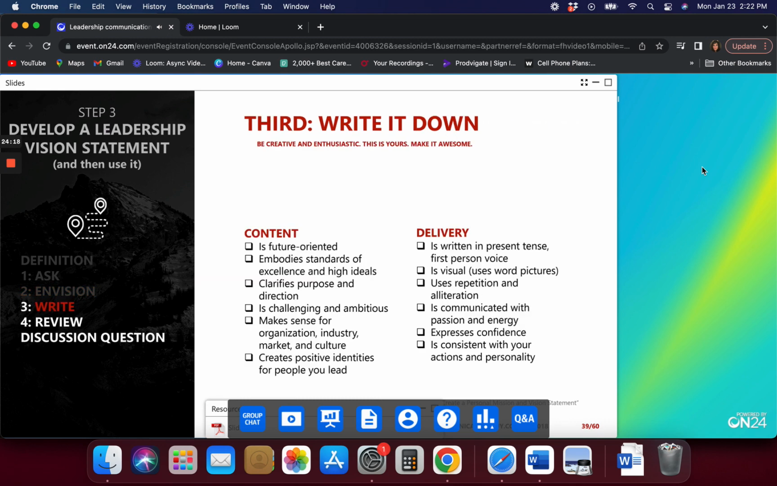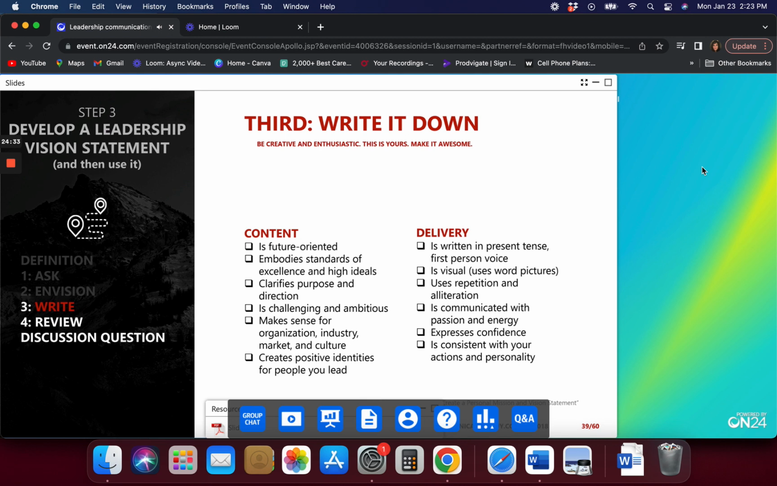Then the next part of this is to write the thing down. And remember that this is for you. It should be motivational. Try to be creative about it. Write it in a way that is interesting, that grabs your own attention. That's also easy to remember.